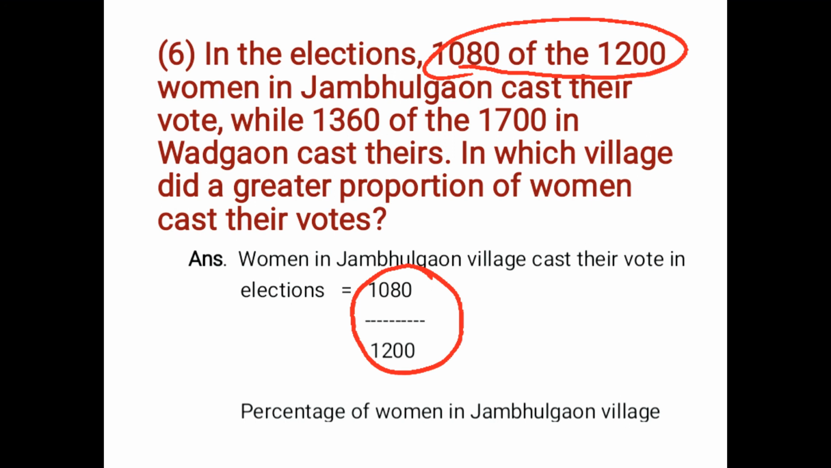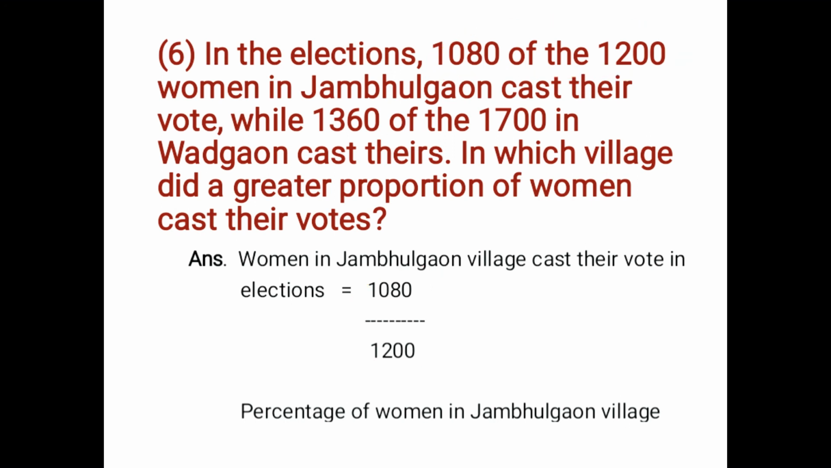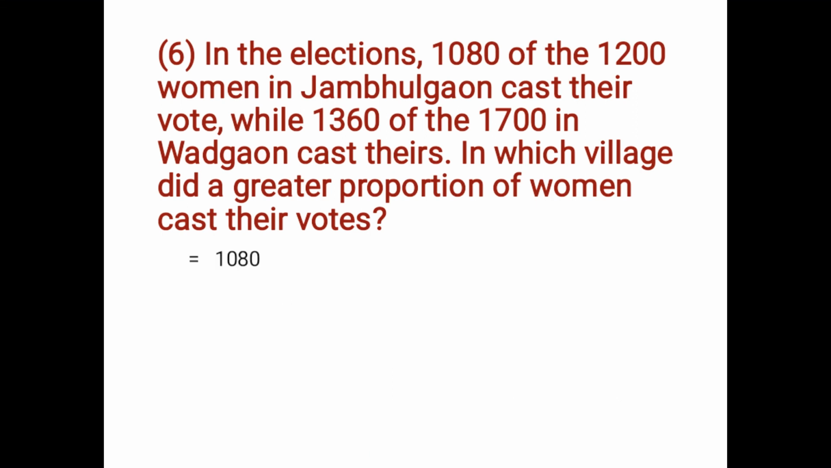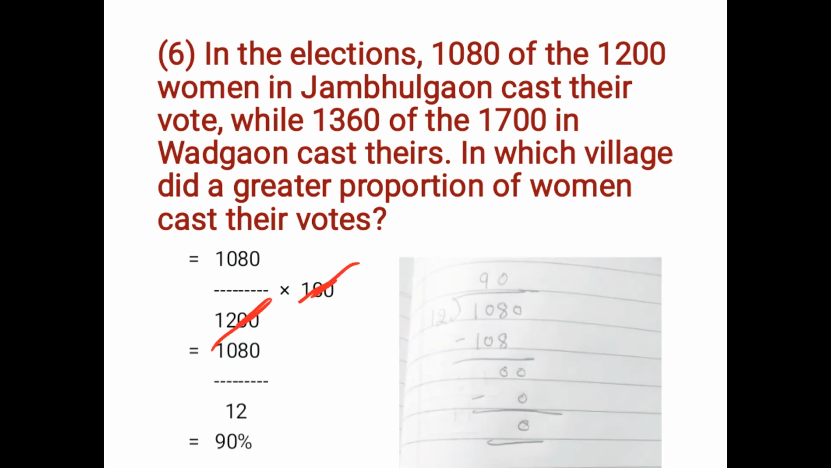Okay, and then you can find the percentage. Percentage of women in Jambulgaon village cast their vote in elections is equal to 1080 upon 1200 into 100. So the 0s get cancelled. So it remains 1080 upon 12. Answer is coming 90%. Look at the picture here.